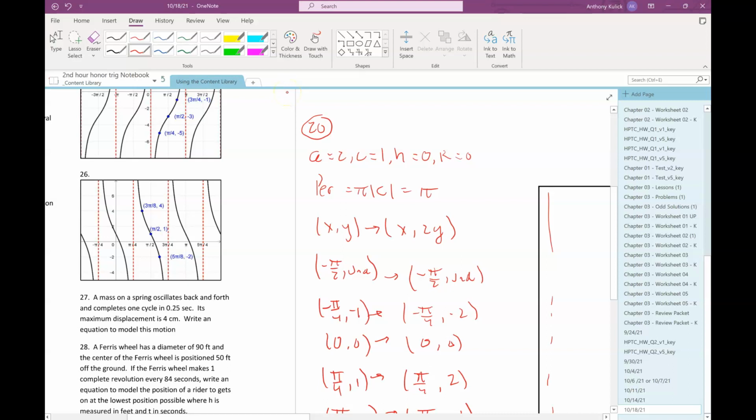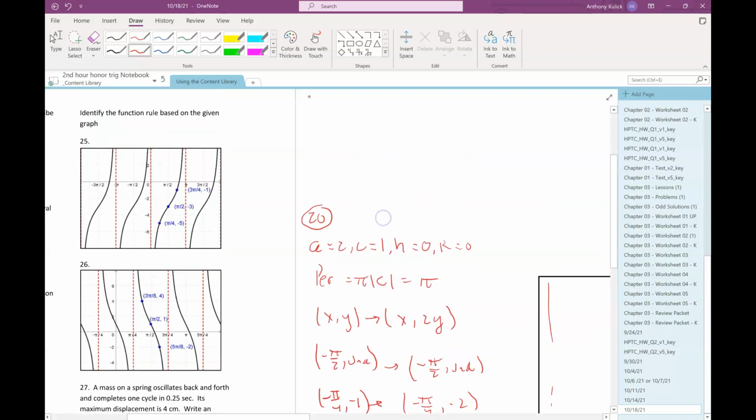Okay. So first thing we do is let's go ahead and look for the midline here. So if I do that, where does it look like the midline is here, Grace? That, right? So that's at y equals 1, so it tells me that my k is 1.